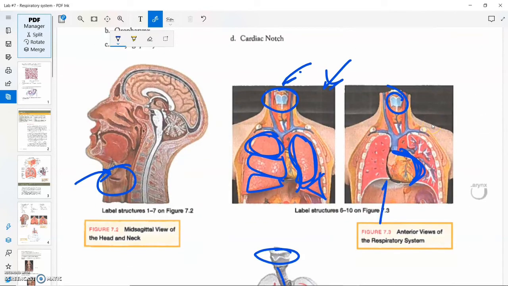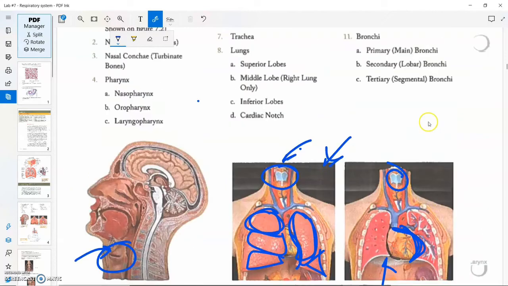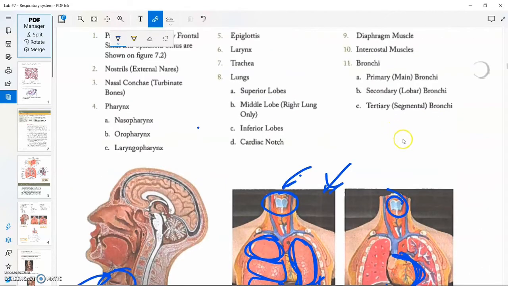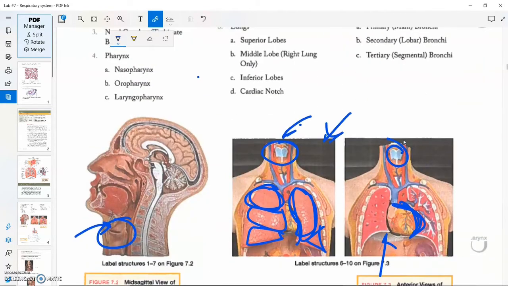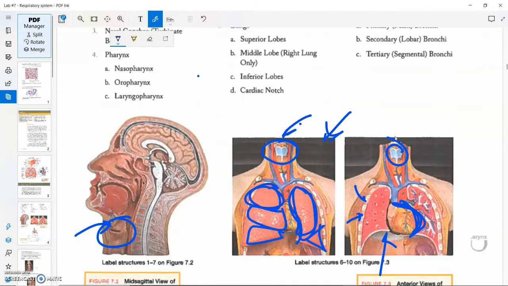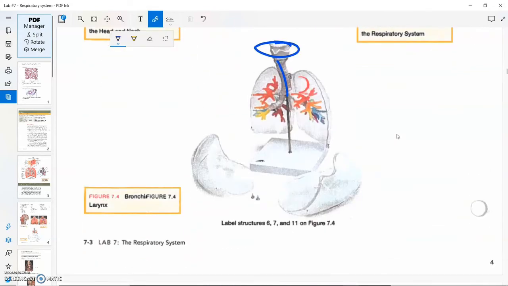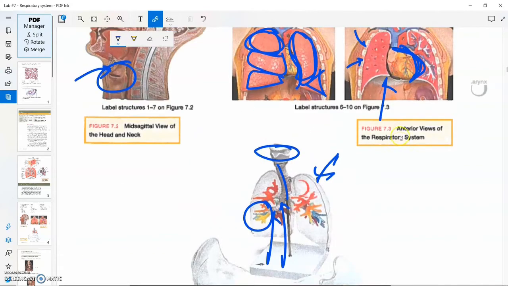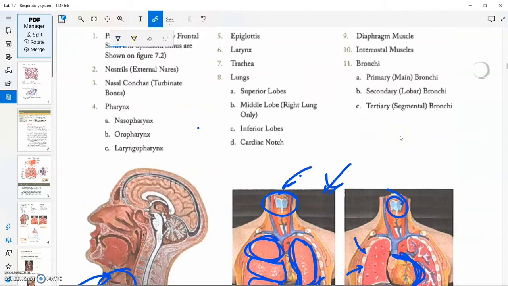The diaphragm muscle is essential for expanding and contracting your chest for breathing. Intercostal muscles can be found between the ribs. And finally, bronchi. Bronchi are easier to look at in this image. So primary, secondary, and tertiary colored bronchi, or segmental bronchi.